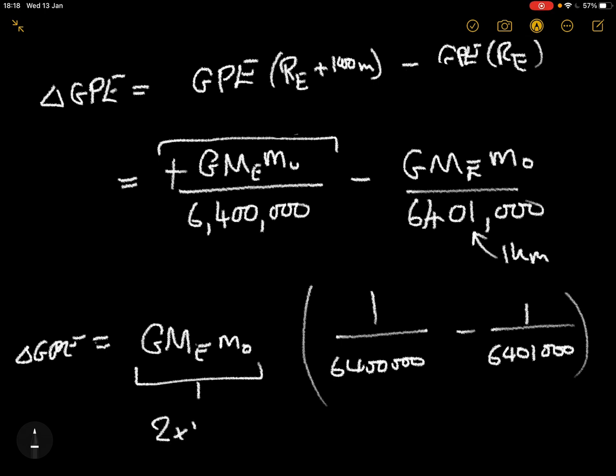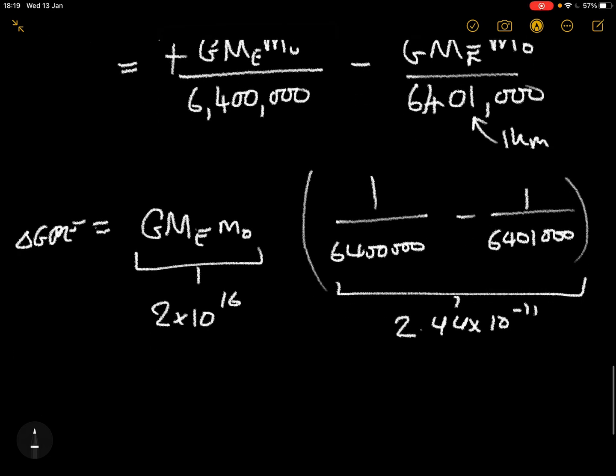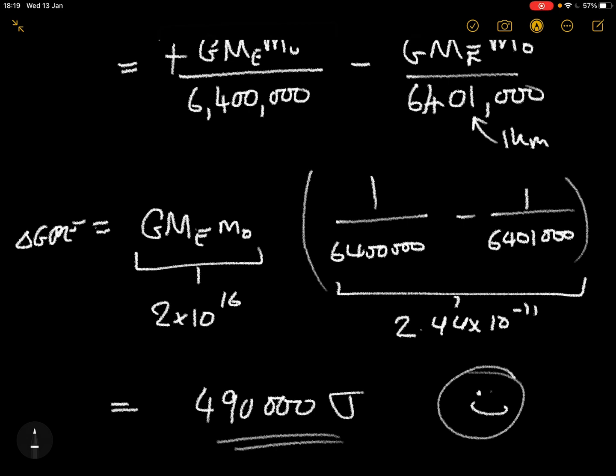So I get 2 times 10 to the 16, and if I just do this, I get 2.44 times 10 to the minus 11. And after all that work, multiply those together, and we get 490,000 joules. Yay! Obviously, this is not something that you would do if you're not leaving the planet Earth.